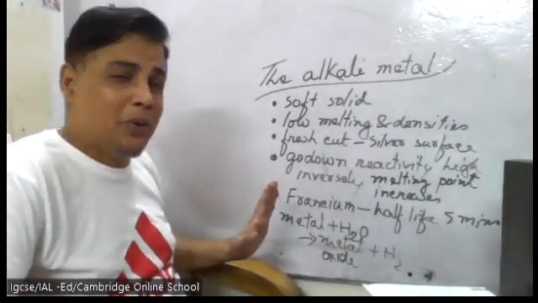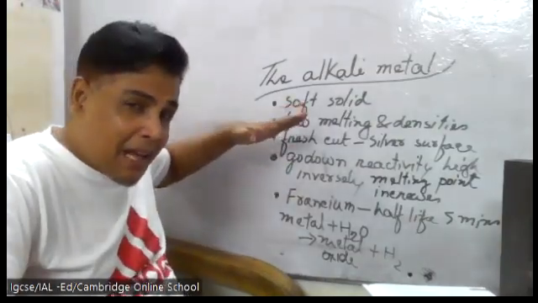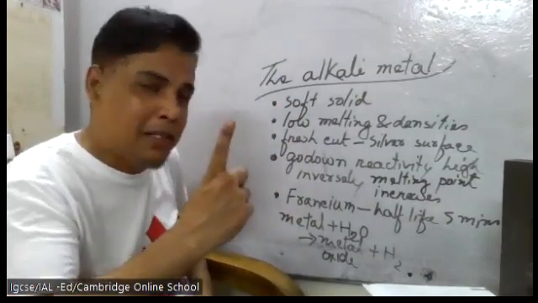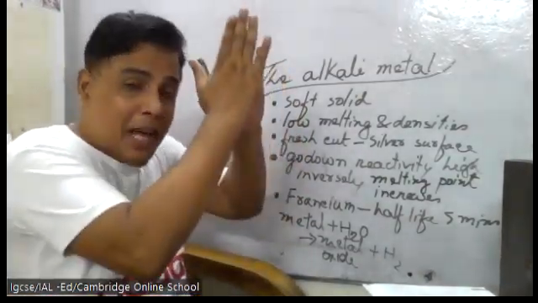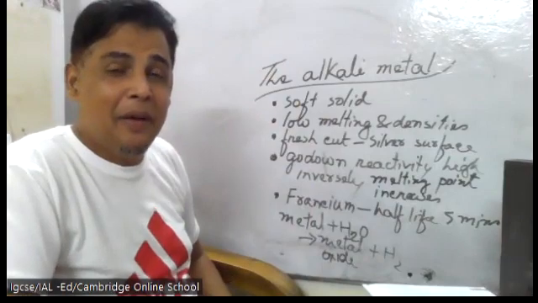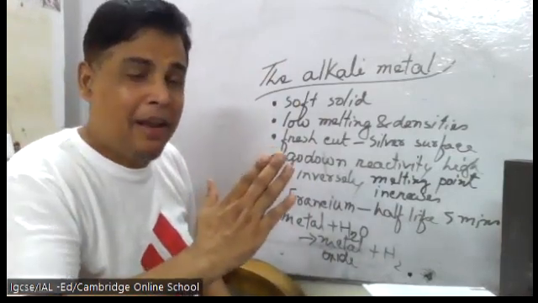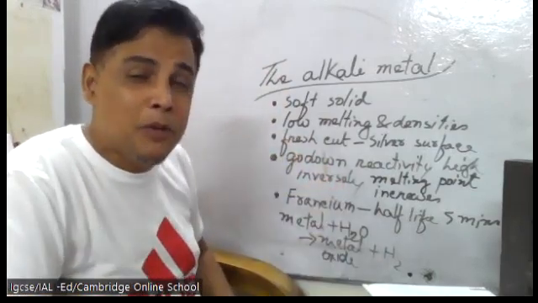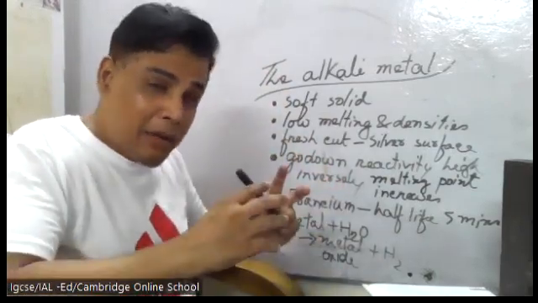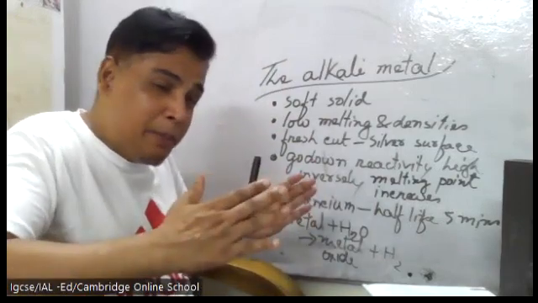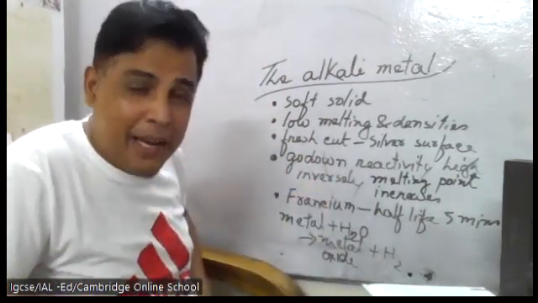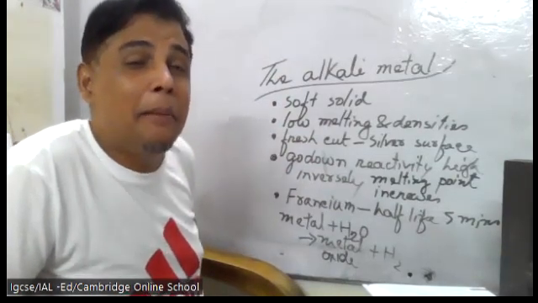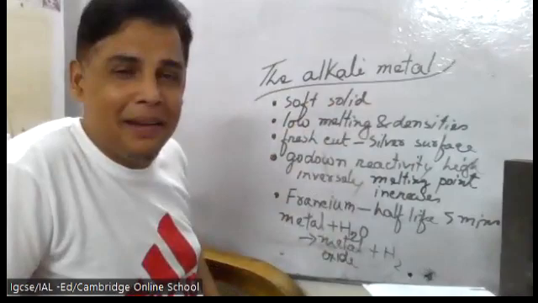So you have understood that the outer shell of alkali metals is 1 because they are in group 1 of the periodic table. Going down, the metals become more reactive. Why? Because this outer shell electron is becoming far away from the middle. So these are the properties and characteristics of alkali metals.